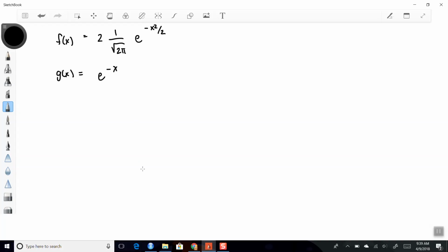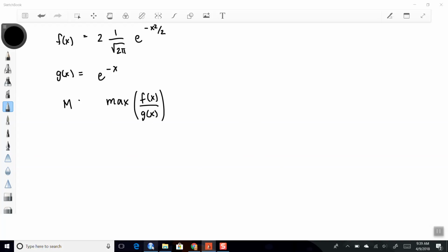So what we need is to find m, okay? We're going to find the maximum value of the ratio of f of x divided by g of x. So we're going to see basically where f of x is the largest in comparison to g of x, okay?